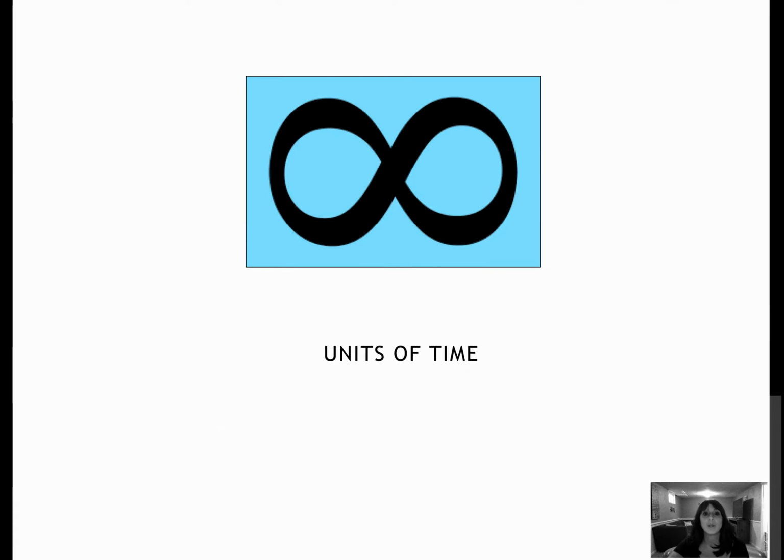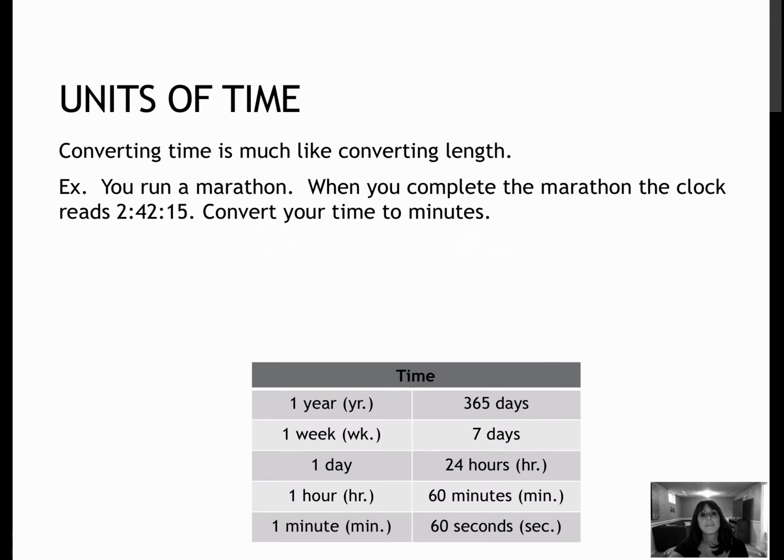Next, we're going to talk about units of time. So just as we did with length, we're going to talk about how to convert from time into a different amount of time. So for instance, let's say you're a runner and you are running a marathon. When you complete the marathon, the clock reads 2:42:15, which of course means 2 hours, 42 minutes, and 15 seconds. And we want to know, what is that time in minutes?